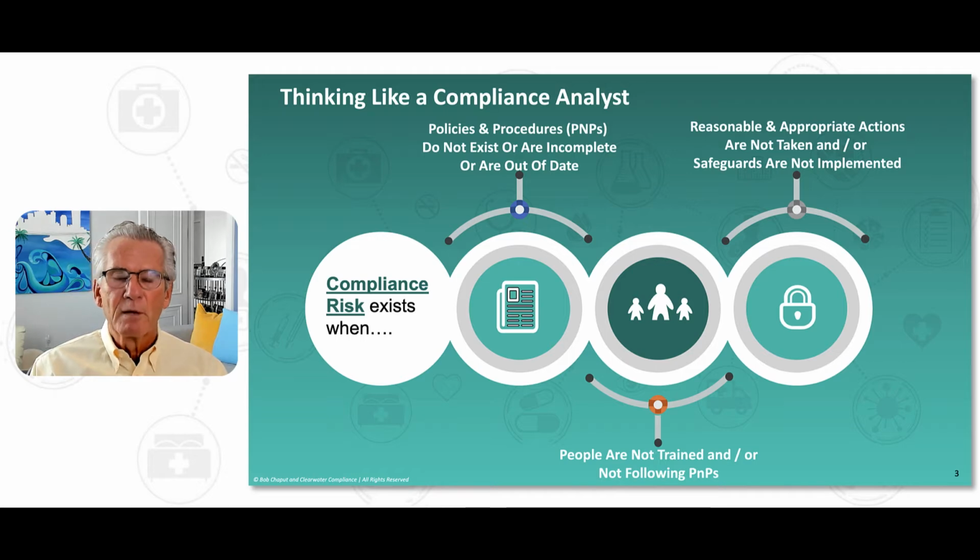Let me provide a couple of examples. Think about the HIPAA security rule for a moment. Among other standards and implementation specifications, there's one that calls for the designation of a security official. If you don't have a policy and procedure in place, that's one indication of a potential violation. If it's not in place, therefore you can't be following it. If, on the other hand, you have designated a security official and that person is performing in that capacity, well, you're probably meeting the third requirement of doing something reasonable and appropriate.